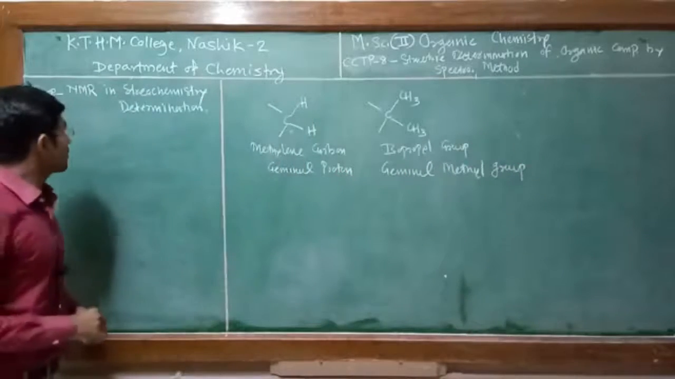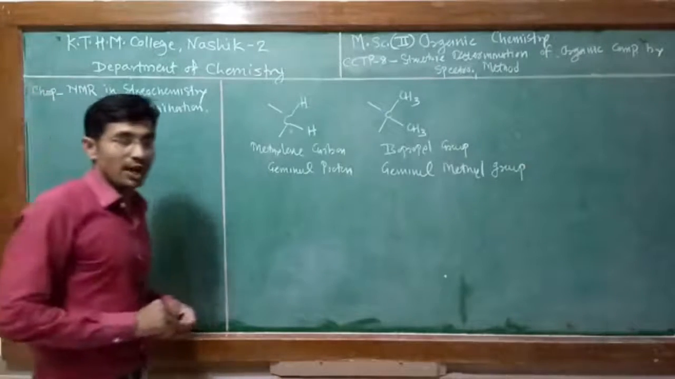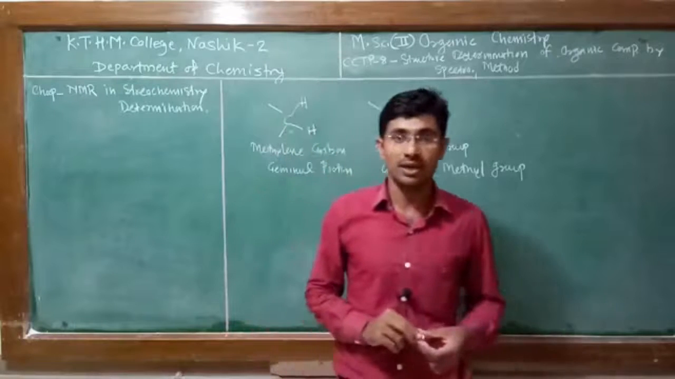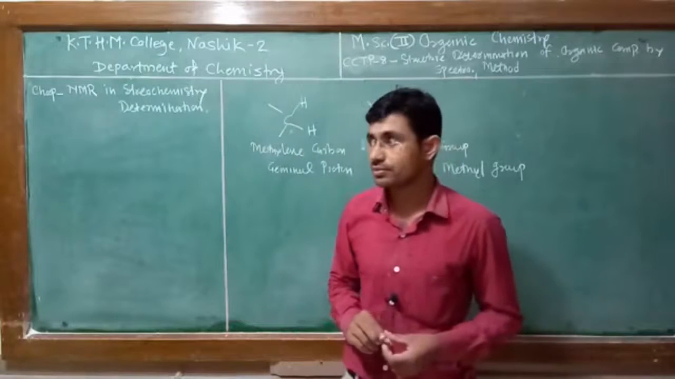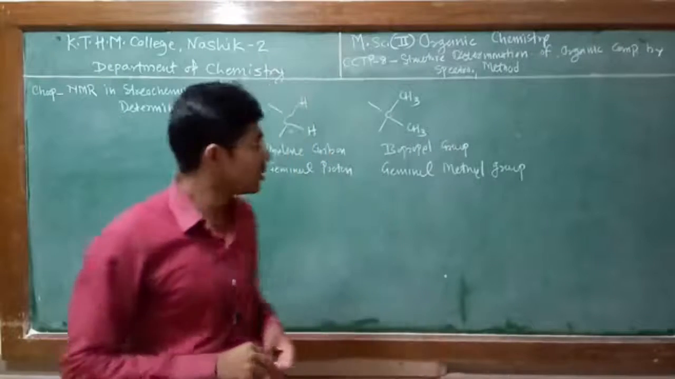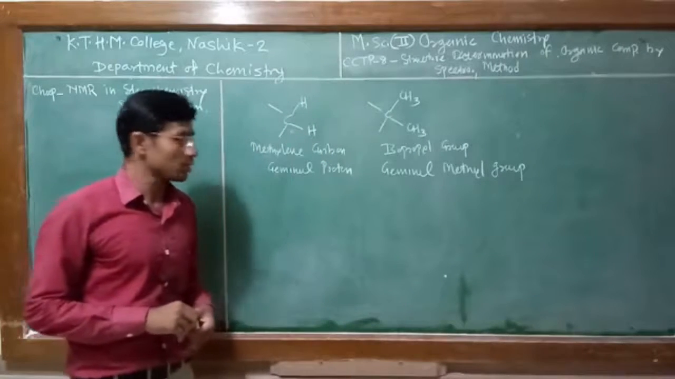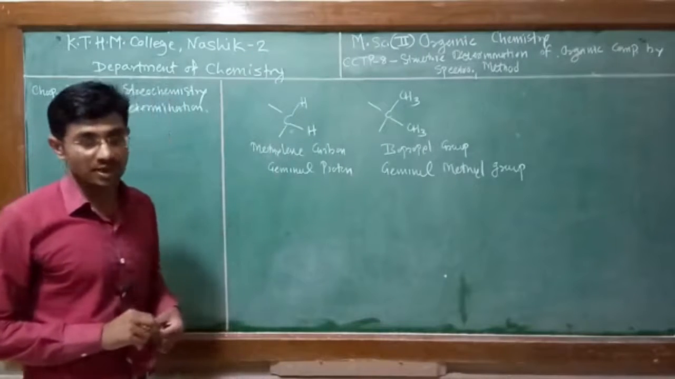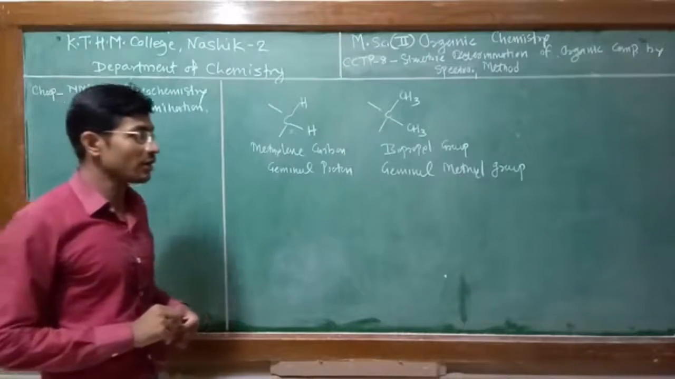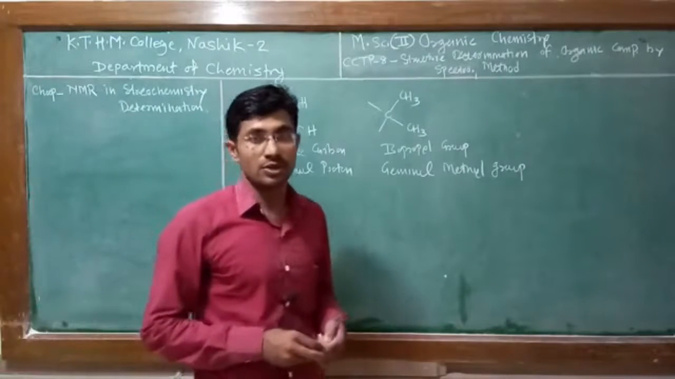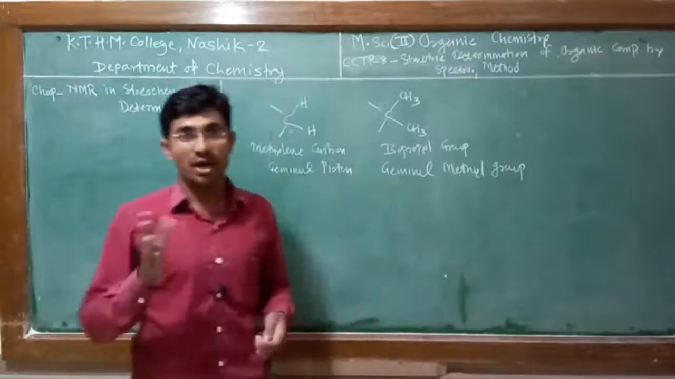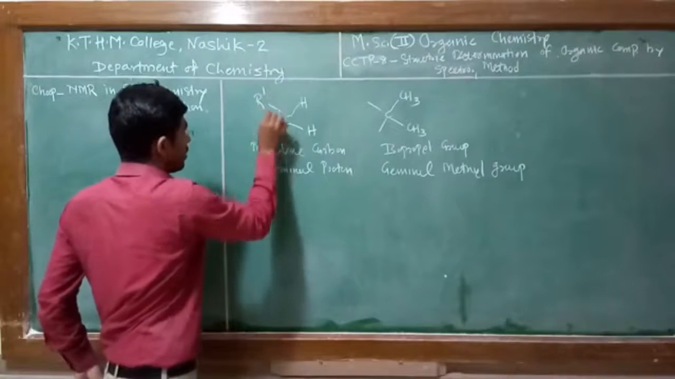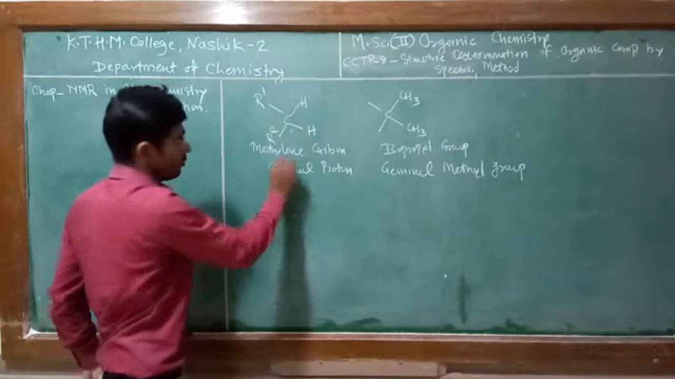So in this chapter we learn some advanced concepts regarding 1H NMR, NMR in stereochemistry determination. When these protons, the methylene carbon protons, appear in 1H NMR, they may be equivalent or non-equivalent. Sometimes they are equivalent, sometimes they are non-equivalent. So suppose I take here R1 and here R2 group.